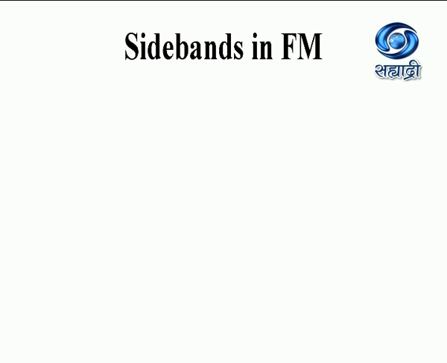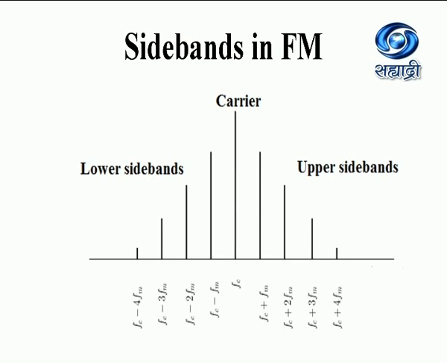Sidebands in FM. In frequency modulation, n number of sidebands are created because the frequencies depend on the modulating signal. That's why when we transmit the carrier signal and we get the deviation in the carrier, for each deviation we will get upper sidebands and lower sidebands. If you observe this picture, this is the graph of sidebands in FM. The center frequency is the carrier frequency. Upper sideband frequencies are FC plus FM, then FC plus 2 FM. In the lower sideband, we will get FC minus FM. Hence, we will get n number of sidebands in FM which are useful in frequency modulation.